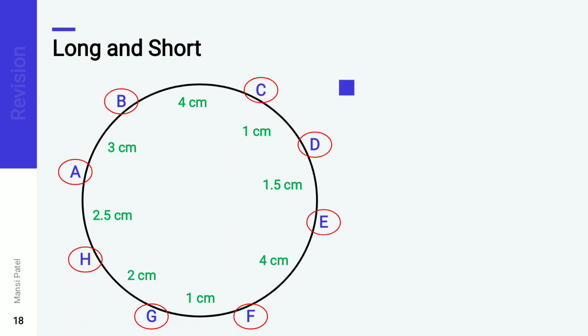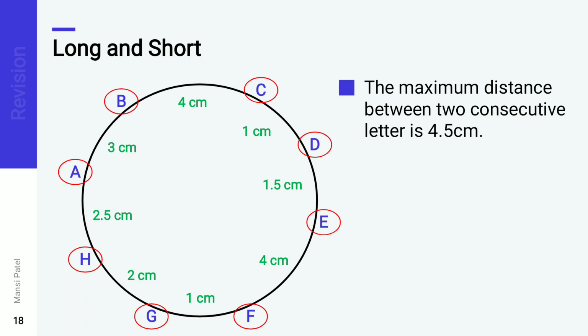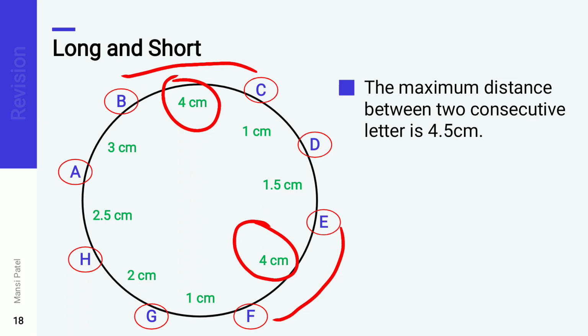Now the next one. The maximum distance between two consecutive letters is 4.5 centimeter. See here, these are consecutive letters, but the distance between these 2 points is 4 centimeter. Another one, these are also two consecutive letters, but the distance between these 2 points is also 4 centimeter. So this is not true. This is a false statement.